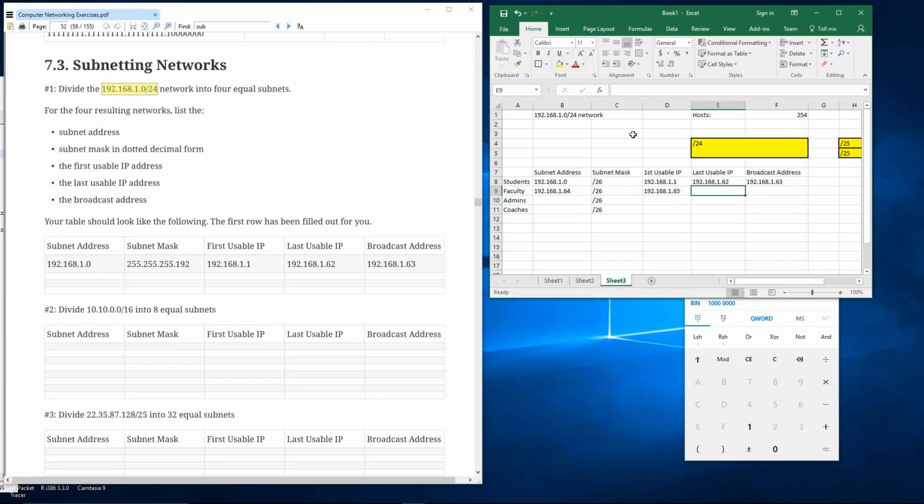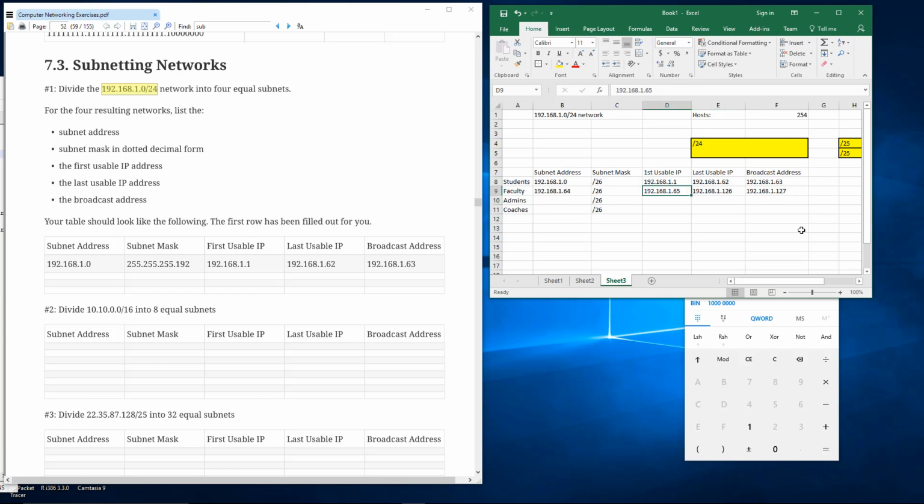Okay, so I remember we used our formula, 2 to the 6th minus 2, which gave us 62 usable IP addresses on the subnet. So 62 plus that subnet address. 62 plus 64 is 126. And my broadcast address is just going to be my last usable IP plus 1. 192.168.1.127.